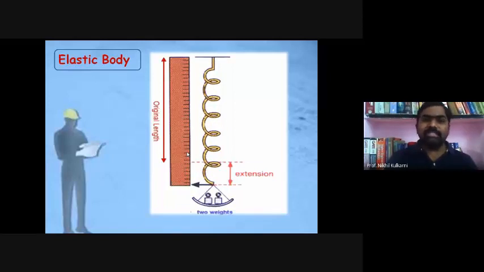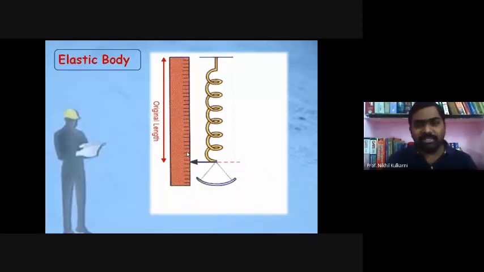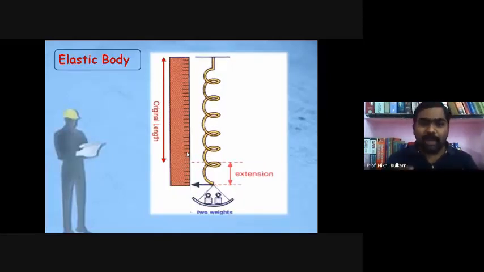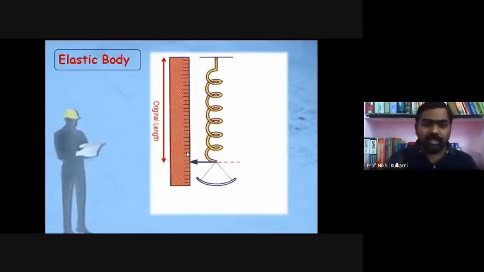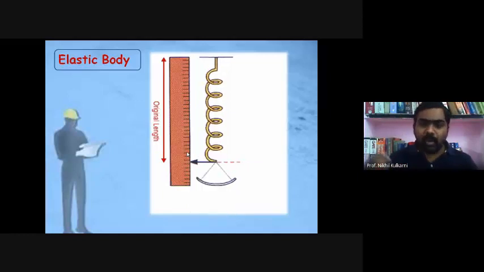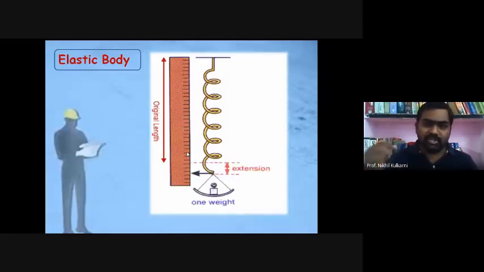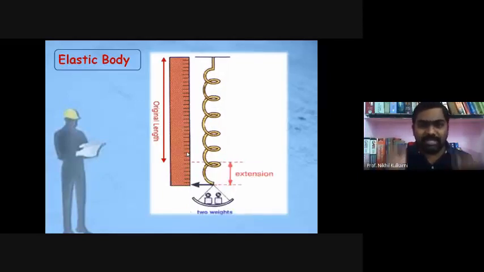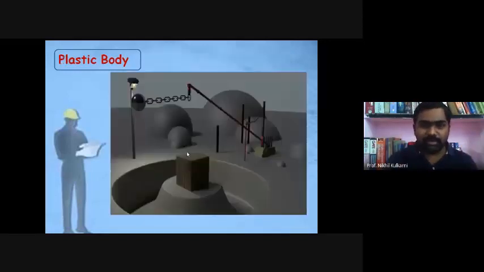So what is elastic body? Elastic body is nothing but if we apply a force on a body, that body will get deformed, but if we remove that force, the body will regain the original shape and size. That is called as elastic body. Remember this. Okay, so what is plastic body now?